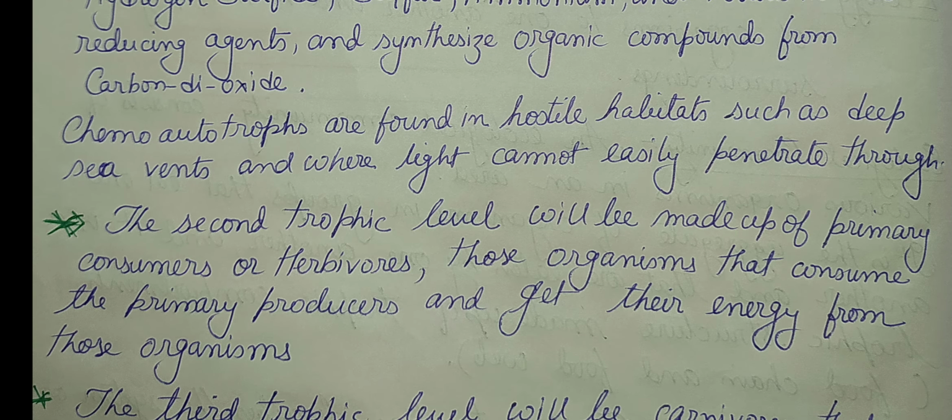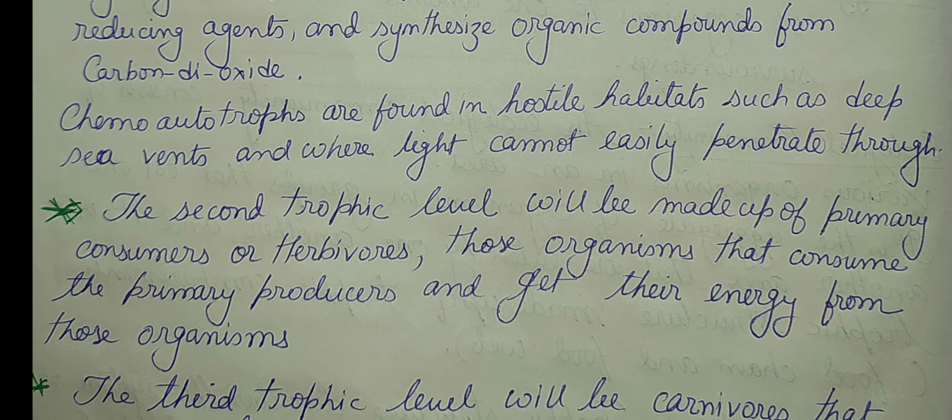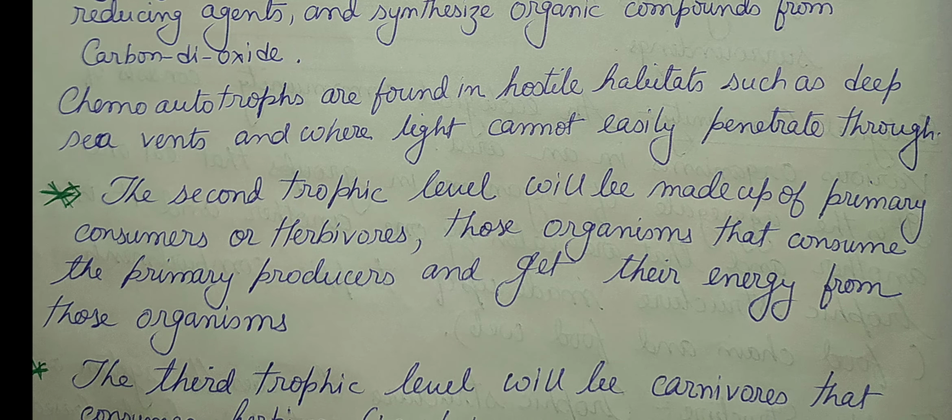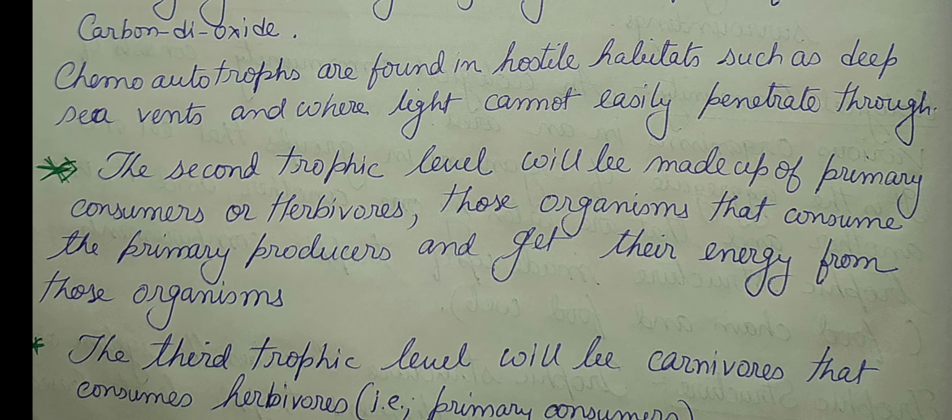Now what about the secondary trophic level? I know you can imagine, the second trophic level will be the consumers. Not all consumers, the primary consumers which are feeding upon the first trophic level, that is the herbivores. These organisms consume the primary producers and get their energy from those organisms.